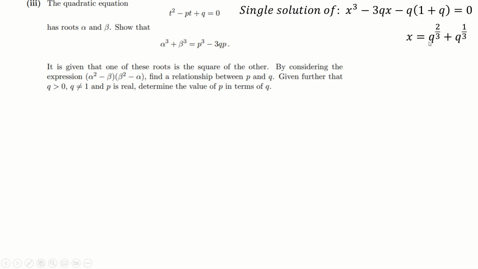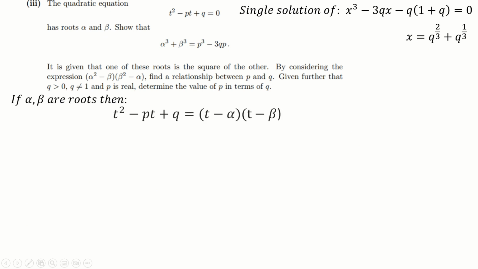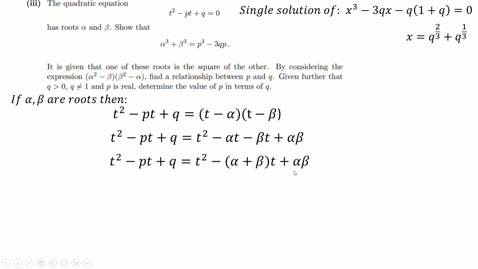You always keep them somewhere. So the quadratic equation here has roots alpha and beta. If this has roots alpha and beta, we can write it as (t minus alpha)(t minus beta), then expand this out and compare some coefficients to find q and p in terms of alpha and beta. That's exactly what I did. I compared the coefficients of the t's and of the non-t's, and we get this, which is fine.